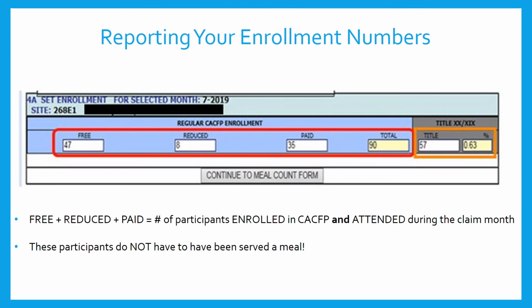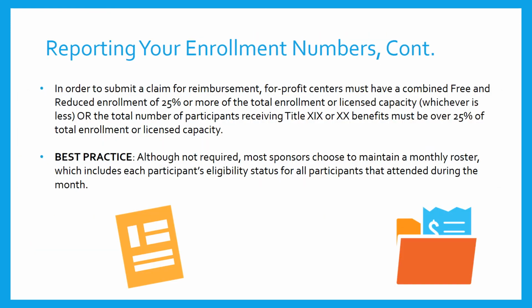If a center is for-profit, Title 19 or 20, which is the orange box above, the number of participants that receive DHS or Medicaid benefits must also be reported on a monthly basis. To continue on with reporting your enrollment numbers, please know that for-profit centers must have a combined free and reduced enrollment of 25% or more of the total enrollment or license capacity, whichever is less, or the total number of participants receiving Title 19 or 20 benefits must be over 25% of the total enrollment or license capacity.